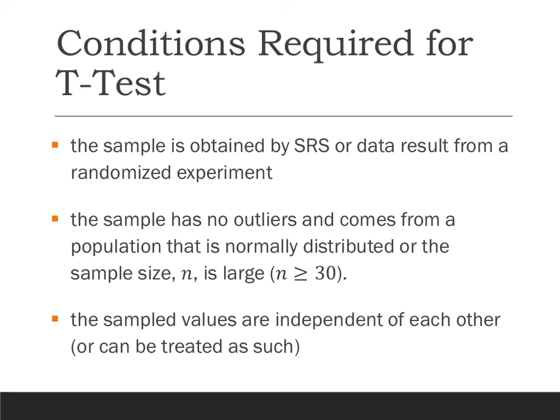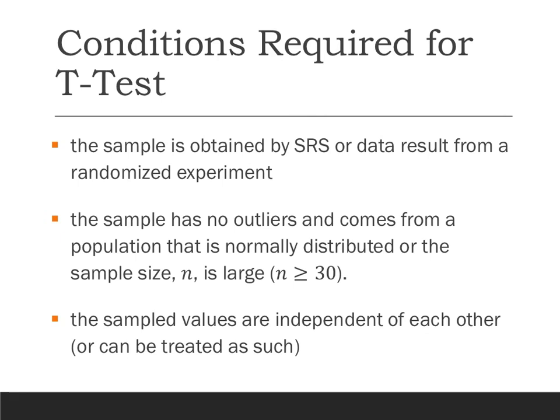Next, we need to make sure that our sample has no outliers and comes from a population that is normally distributed, or our sample size is large, and we've been saying that n needs to be greater than or equal to 30 in order for us to assume that basically the sample means will make a normal distribution. So that's that same idea that we had back in section 8.1.